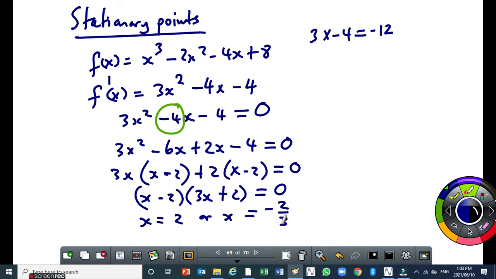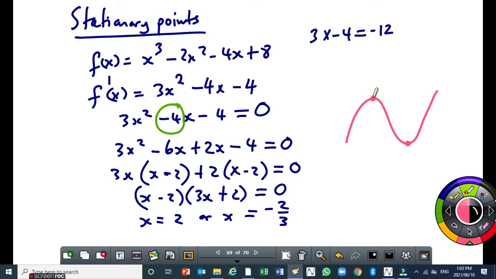Right? I'm not done. I need to determine the corresponding y values of these two x values. Because it's a point, the turning point, it's a specific point. So I need to know the x value and the y value at that turning point. Okay? So it's more like this. If the shape looks like that, I need to know what is the value of x and y here. I found the x values. So I need to find the y value.